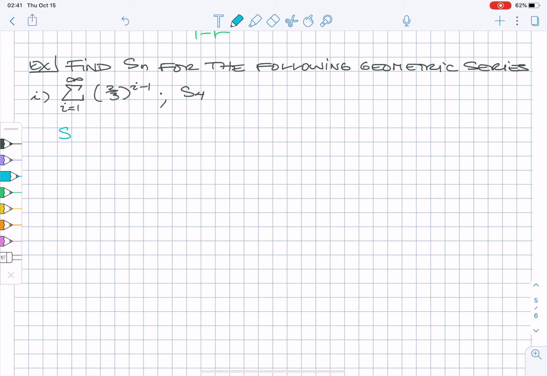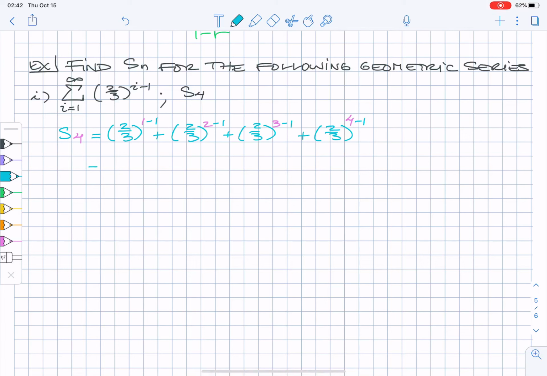Okay, so the fourth partial sum, we'll start counting at 1 minus 1. Sorry, what am I saying? Okay, 1 minus 1 plus 2/3 to the 2 minus 1 plus 2/3 to the 3 minus 1 plus 2/3 to the, finally, 4 minus 1. So this is the fourth partial sum because my index has arrived at 4.